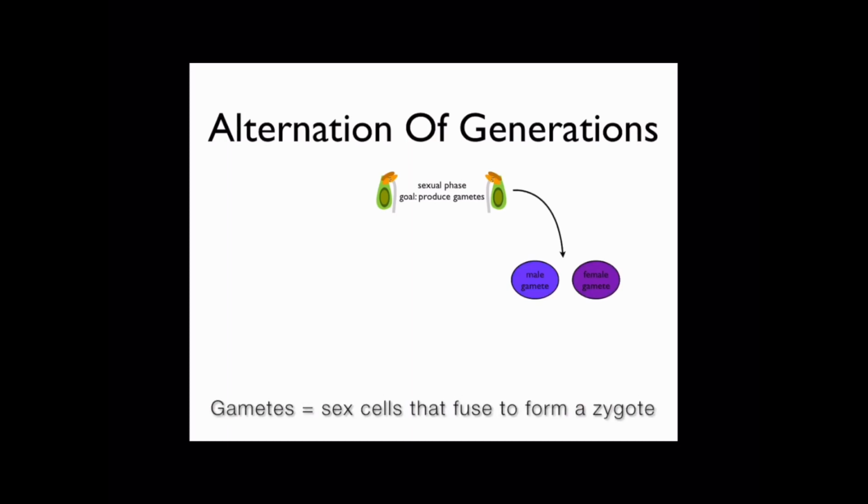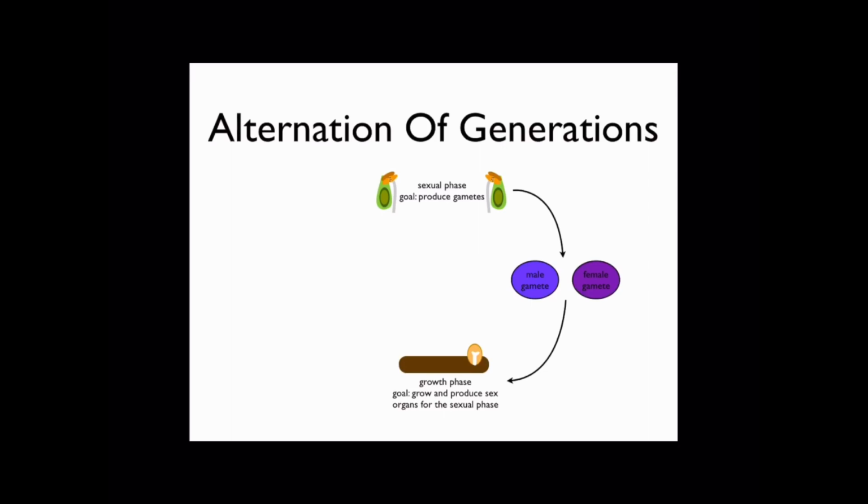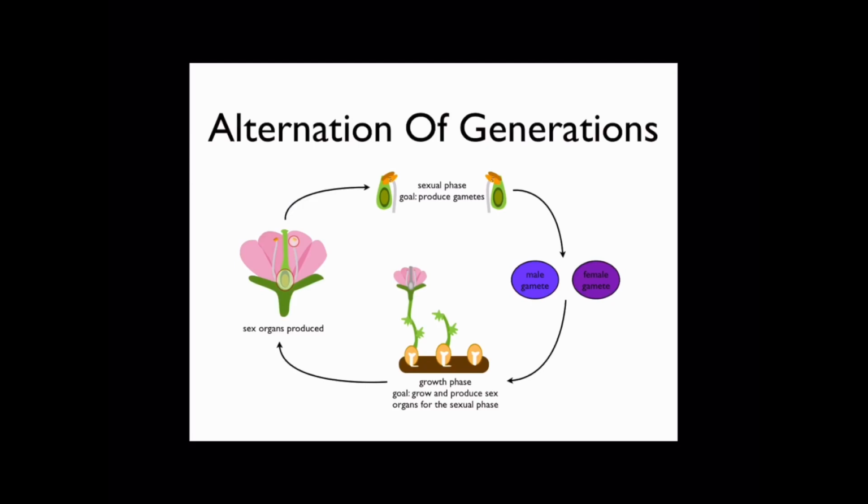Gametes are male and female sex cells that combine in pairs to form a zygote, or fertilized egg. The male gamete is called a microspore, and the female gamete is called a megaspore. They are collectively referred to as spores. In angiosperms, the male and female gametes fuse together and eventually form a seed. This seed begins the growth phase. The new plant grows from the seed and matures until it can produce sex organs. When the sex organs form, the sexual phase can begin again, and the cycle is completed.